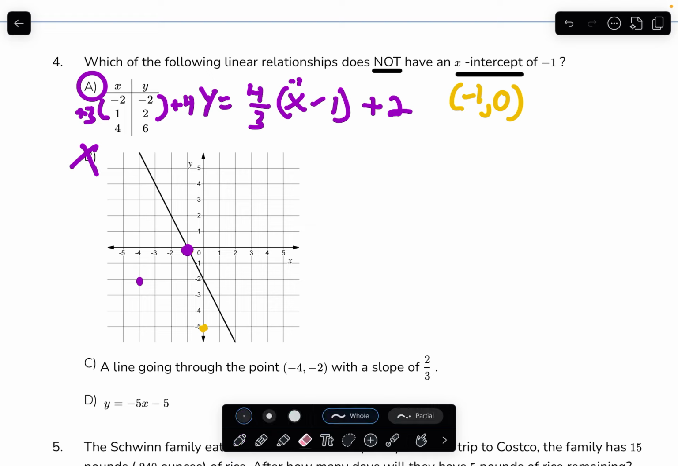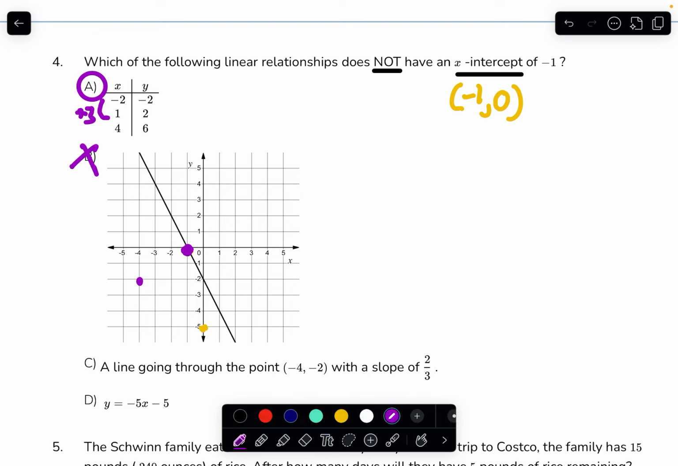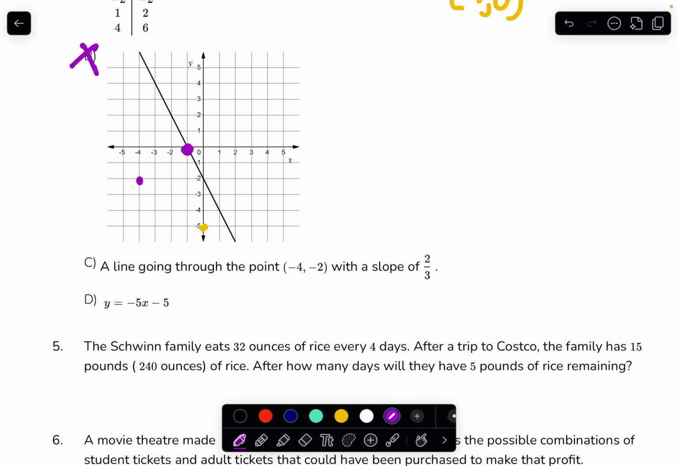This right here was the ugly one. I would say save this for last, because it's a little bit ugly. We're going to have to use the point-slope form. So I did the easy one first.